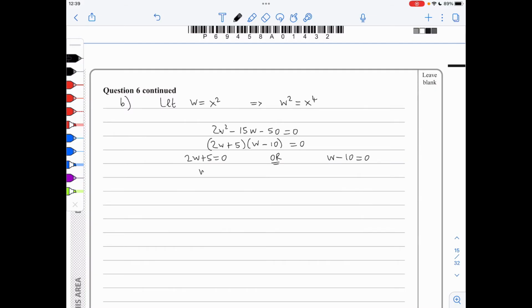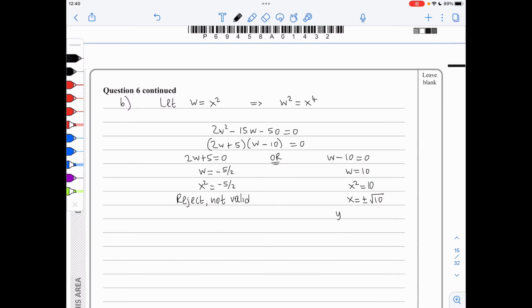Now this means that w is minus 5 over 2, so x squared, w is minus 5 over 2, which is of course rejected. It's not valid. I cannot raise a real number to the power of 2 and get a negative result, so this is clearly rejected. For w is 10, we have that x squared is equal to 10, so x is plus minus root 10, and we can now proceed in finding y.